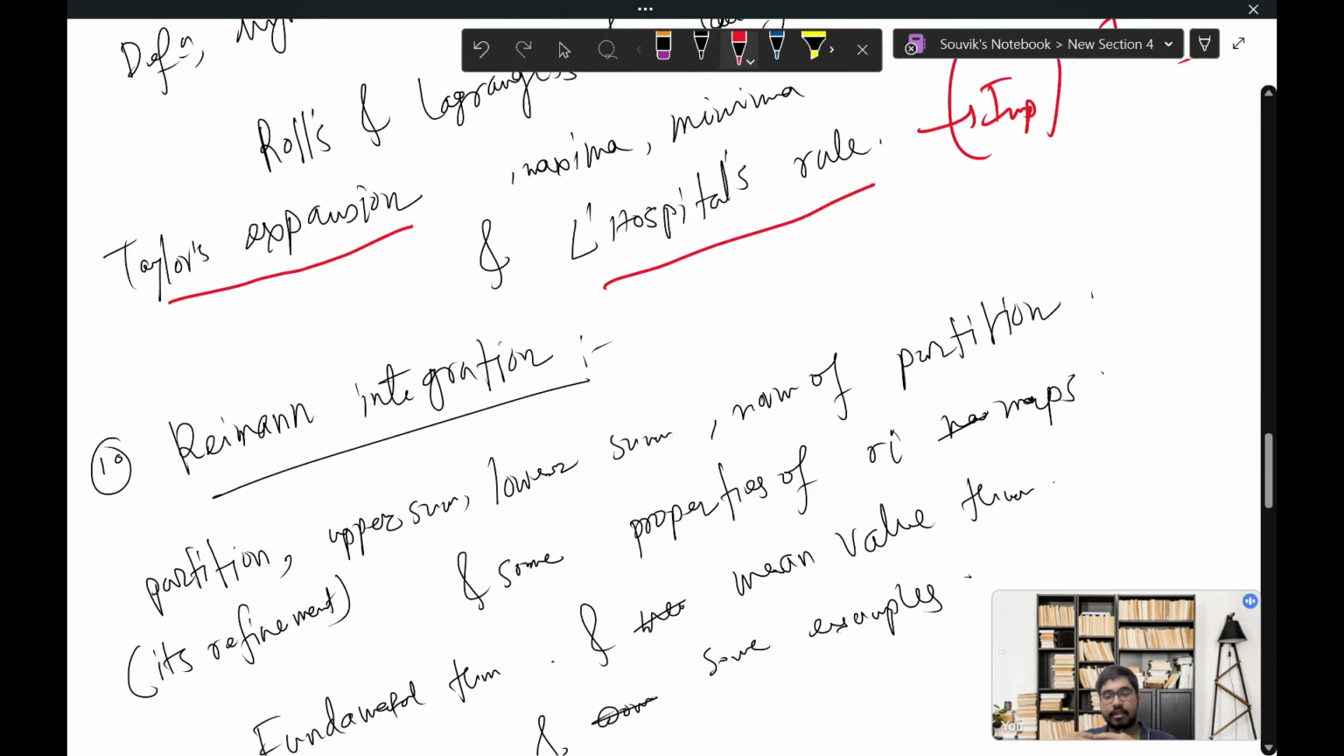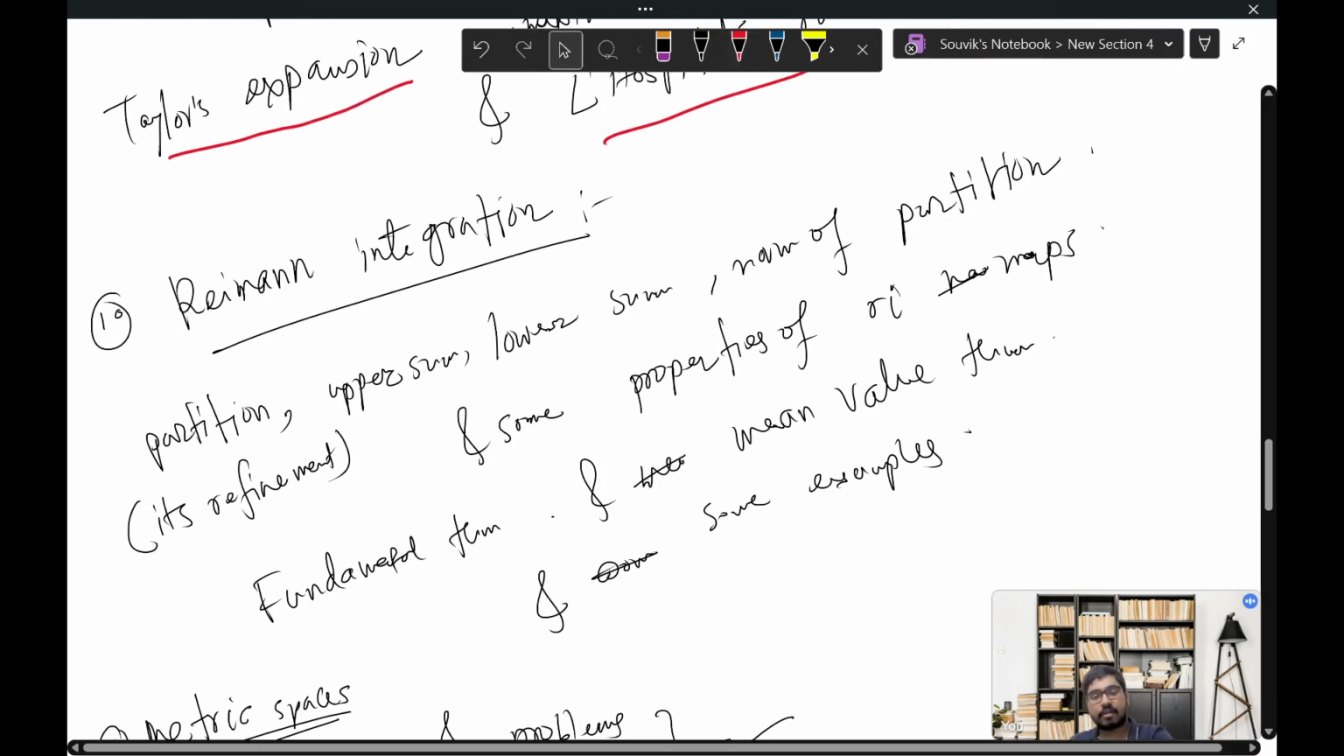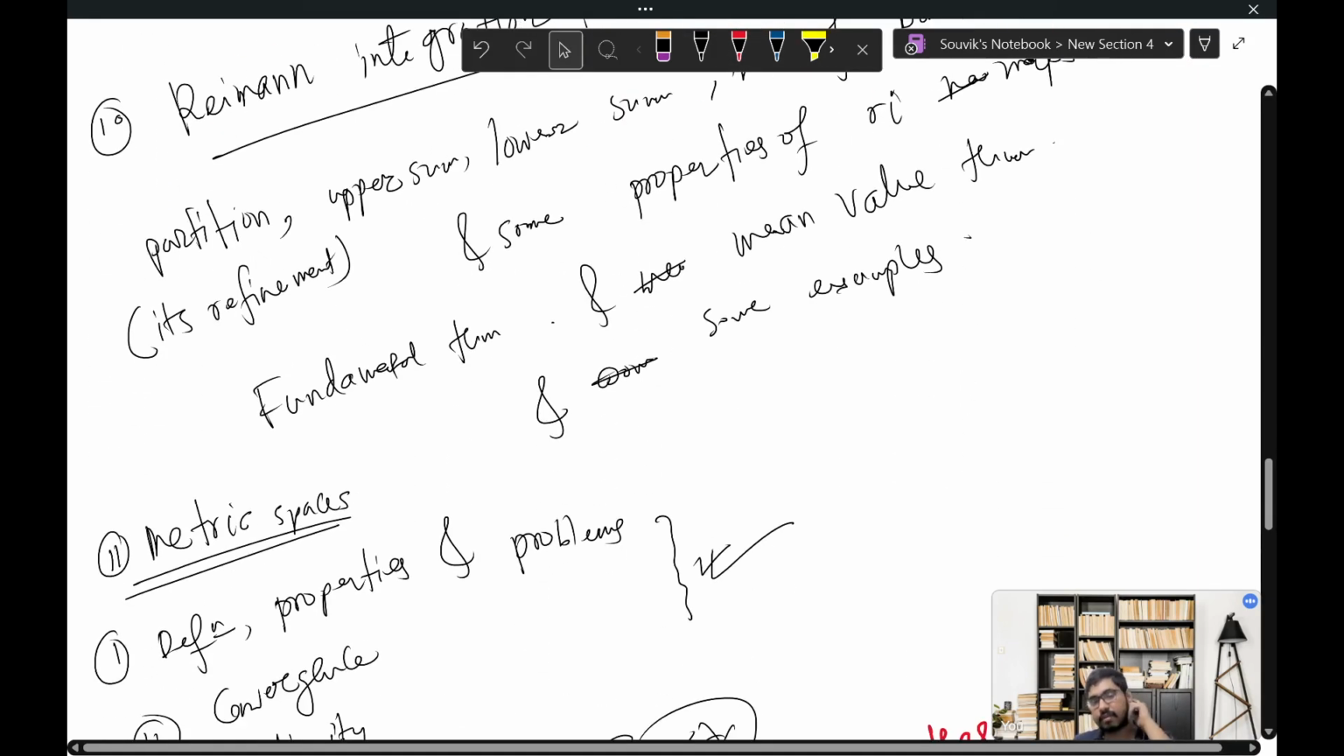Then we introduce ourselves to Riemann integration. First, we have introduced the concept of partition. Then we have introduced the concepts of upper sum, lower sum, norm of partition, and also the refinement of partition. And finally, we have seen some properties of the Riemann integral, the fundamental theorem of Riemann integration, a mean value theorem, and some examples.